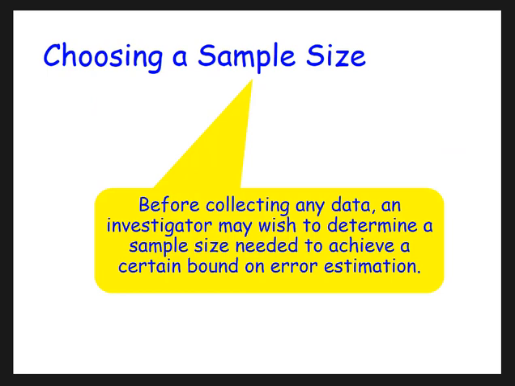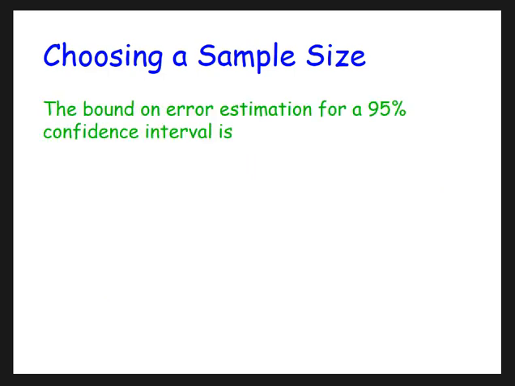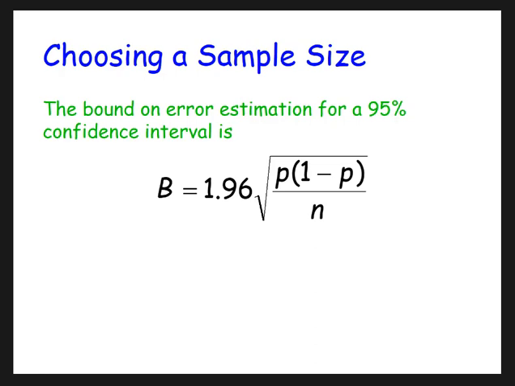We can also use this to choose a sample size. Let's say we want our sample statistic to be within a certain margin of error, or bound on error, for the population. So let's say we want to find the bound on the error estimate for a 95% confidence interval. That bound, or margin of error, I prefer margin of error to B for bound, is 1.96, the critical value of Z, times the square root of P times 1 minus P over N. So we have to have an estimate for P in order to calculate the required sample size.